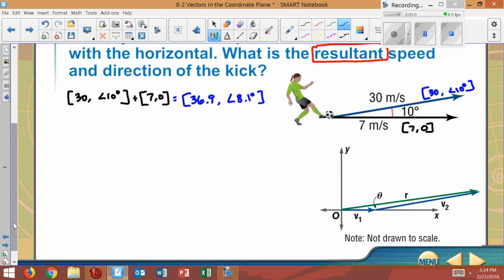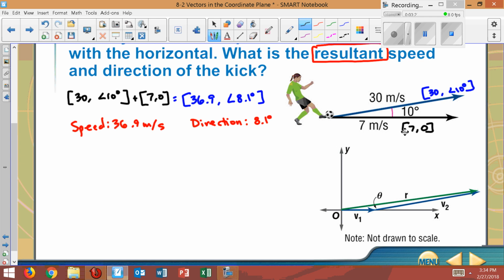And here's just a diagram of what's happening. They're running, they're kicking, this is our value. So let me write this out here. So this is 36.9 meters per second. And the direction is 8.1 degrees.